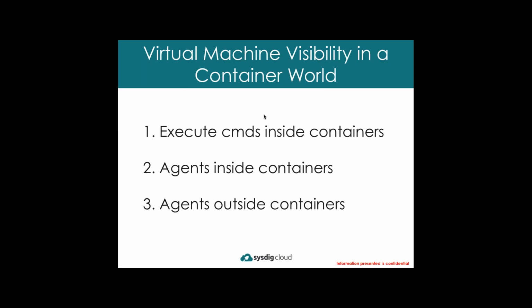So we really suggest you avoid this method. The third method then is to take your VM agent and install it outside of your containers, either directly on the host machine or in another container itself. This is definitely a better method because you're at least respecting the sanctity of your containers, if you will, and letting them run as they're supposed to.